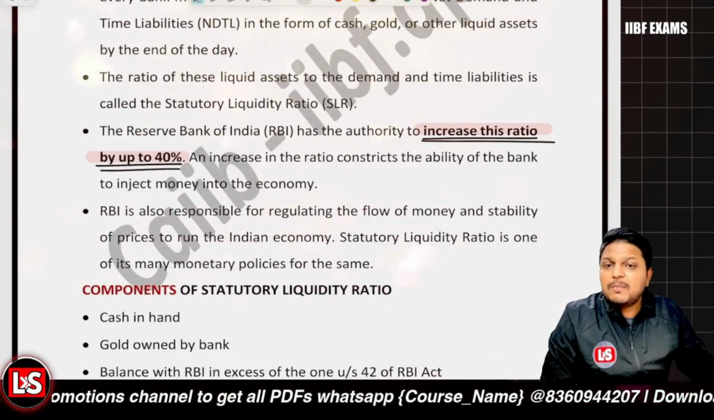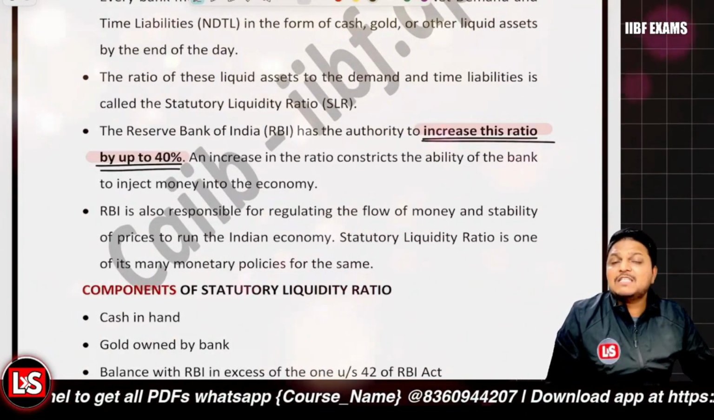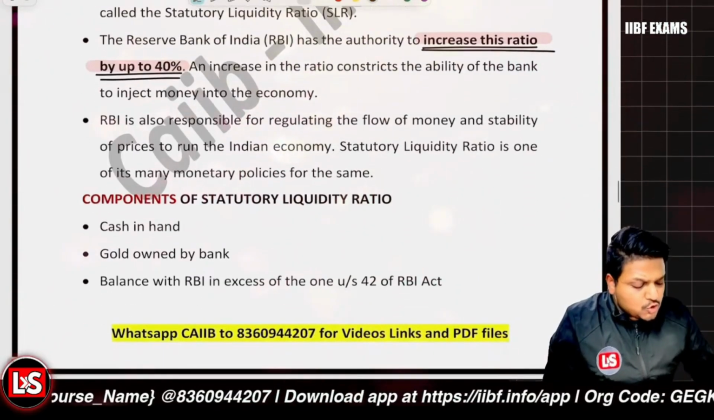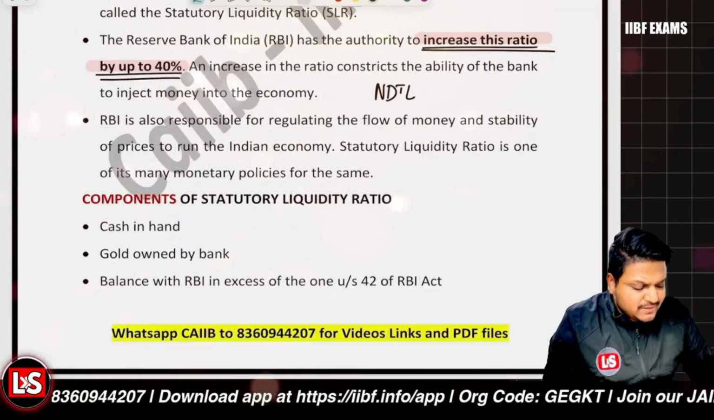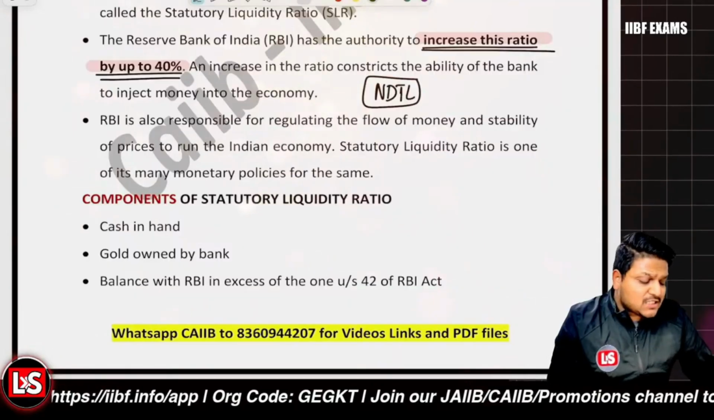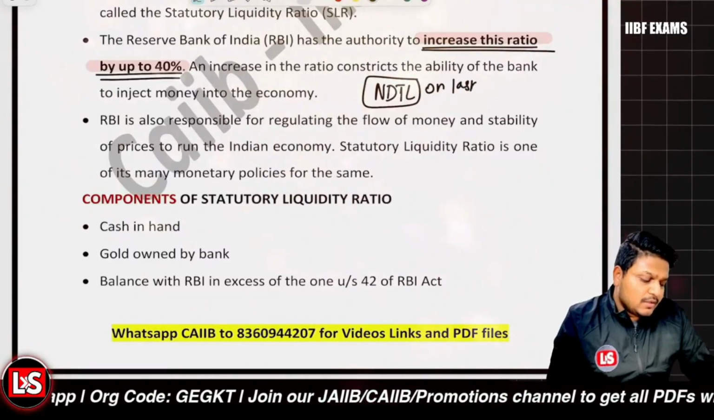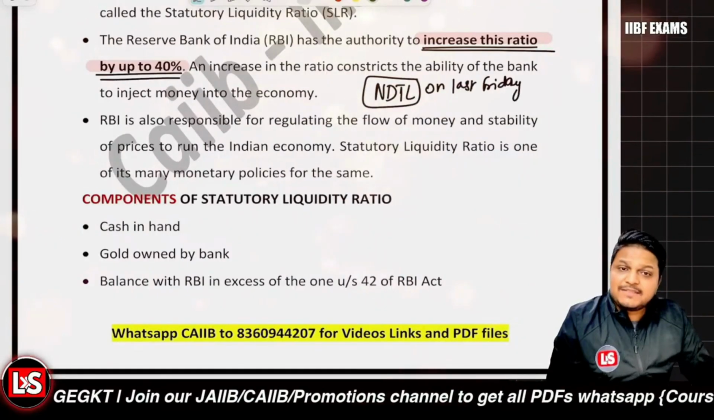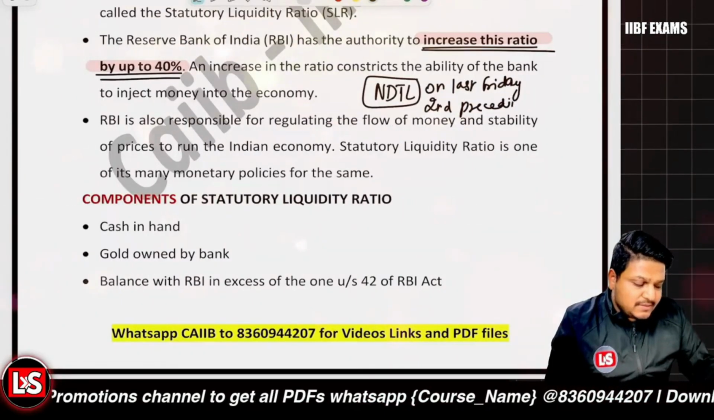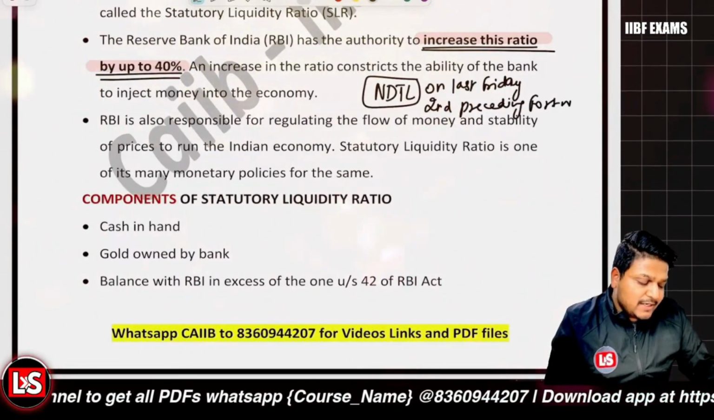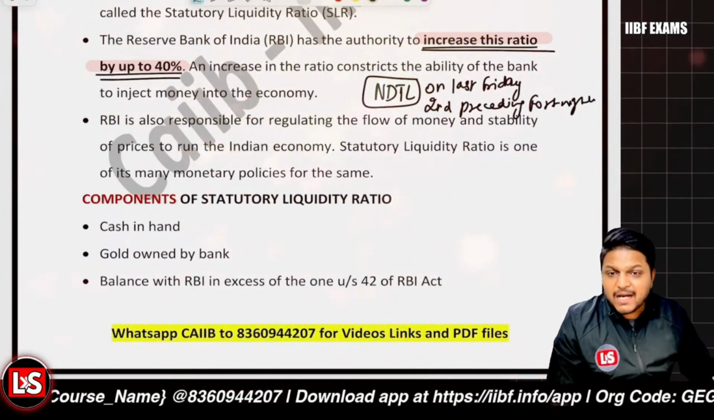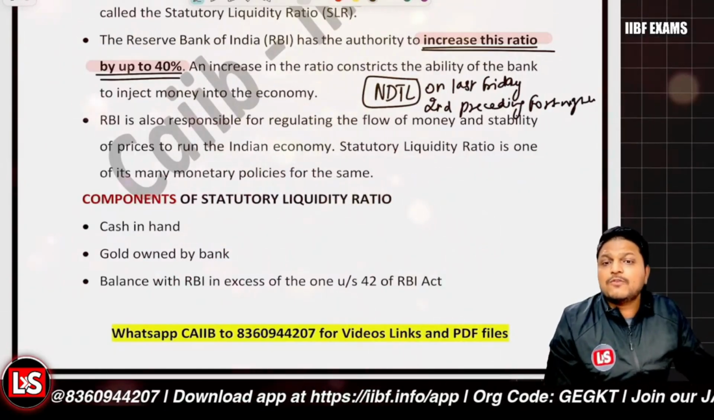Now this SLR is to be maintained on a daily basis, like at the end of the day, and it is to be maintained based upon the NDTL of the last Friday. The definition of the NDTL is the same: the net demand and time liability on the last Friday of the second preceding fortnight, right? We are to maintain the SLR balances based upon that. And RBI can increase the SLR up to 40%.